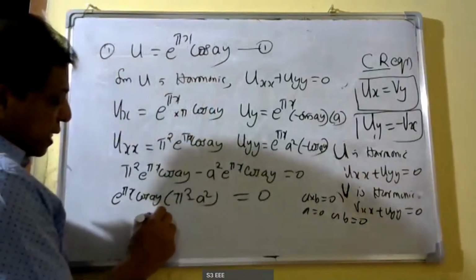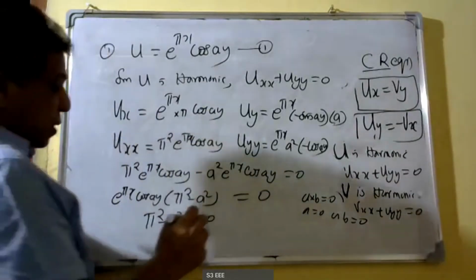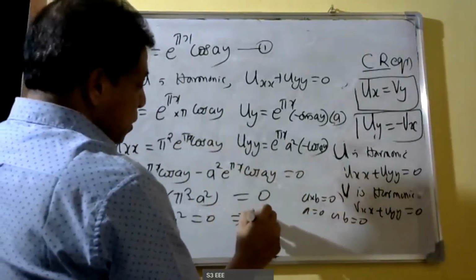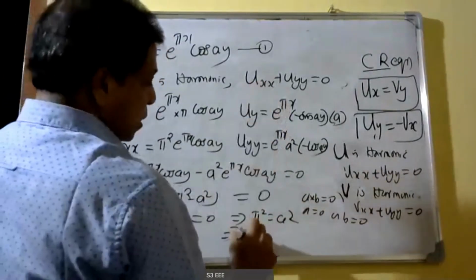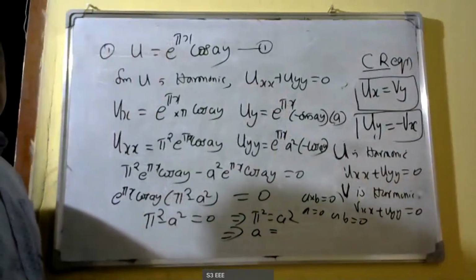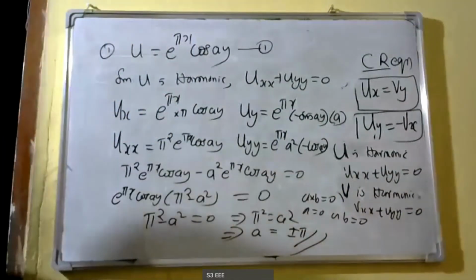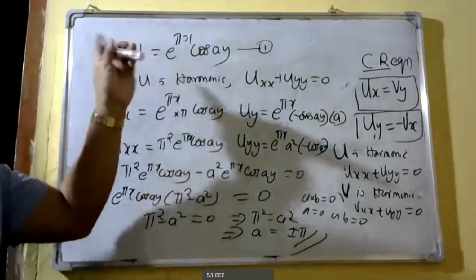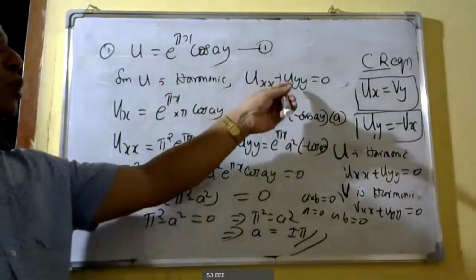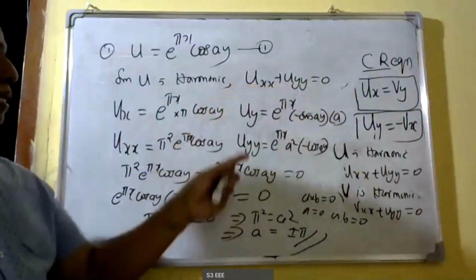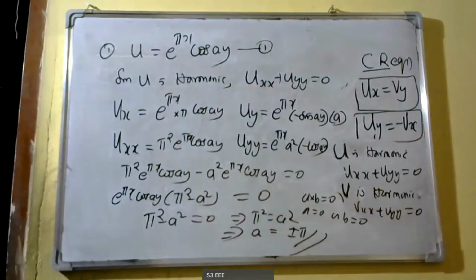When we take pi square minus a square is equal to 0, that implies pi square is equal to a square. Therefore, the value of a is equal to plus or minus pi. In this problem, given u is harmonic, we can apply the condition uxx plus uyy equal to 0. Based on that condition, we arrive at the value a equal to plus or minus pi.